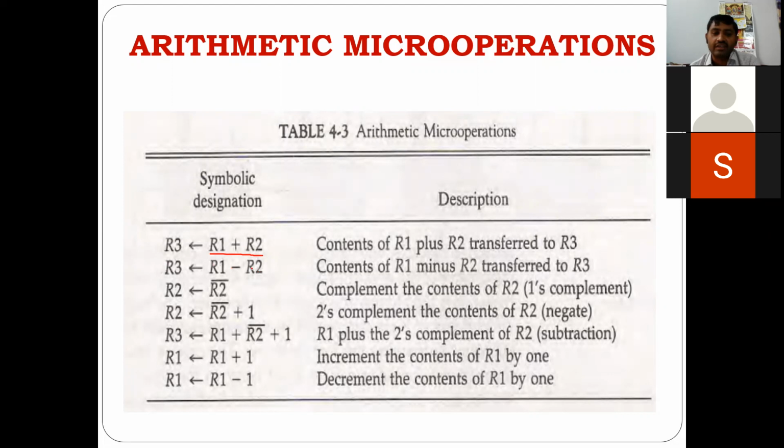See here, we are not using any complement method. That is just for reference purposes. If you see the same thing here, it is the 2's complement version, which is also subtraction only. So these are the two. And R2 to R2 dash, that is nothing but the 1's complement of R2 being saved. Similarly, R2 plus 1 is the 2's complement of R2. And R3 gets R1 plus the 2's complement of R2, that is nothing but a subtraction.